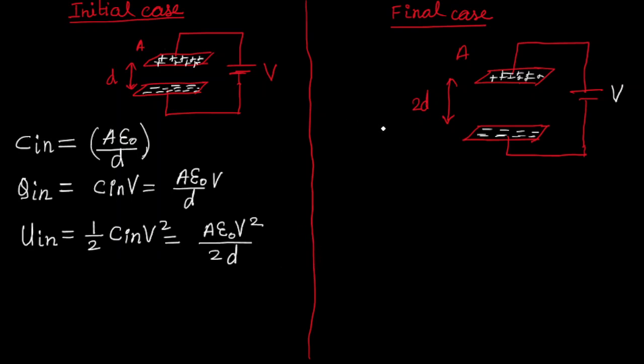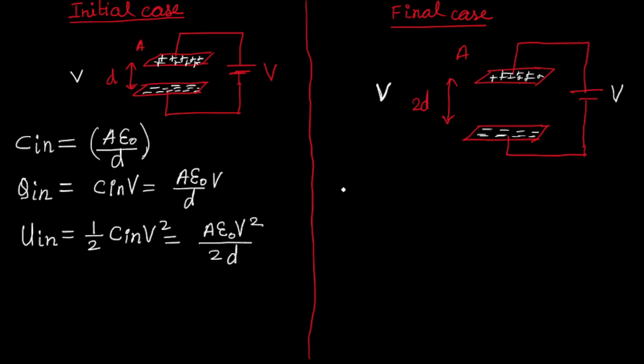Now take a look. When we increase the separation of the two plates from D to 2D, how will these parameters change? Do they remain the same or will they be different? The main parameter that remains the same is the voltage across the capacitor. In both situations it remains V. Here it was V, and in this case it will also be V. Why? Because it is still connected to the source.